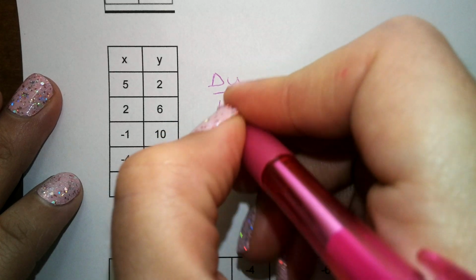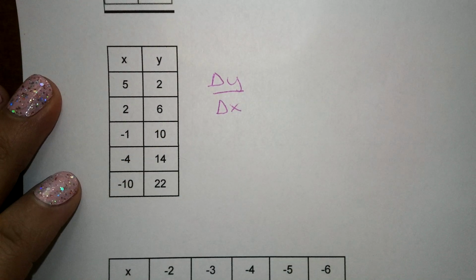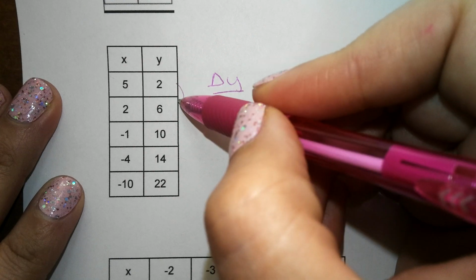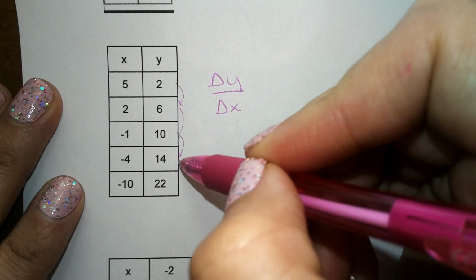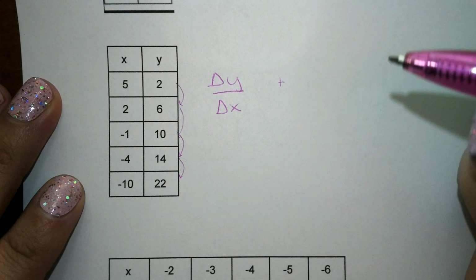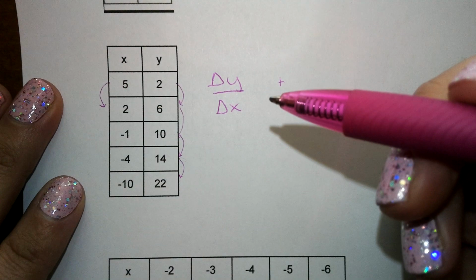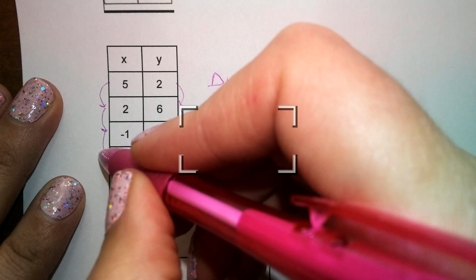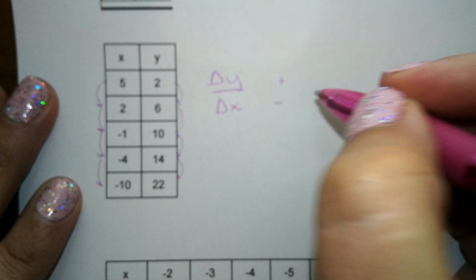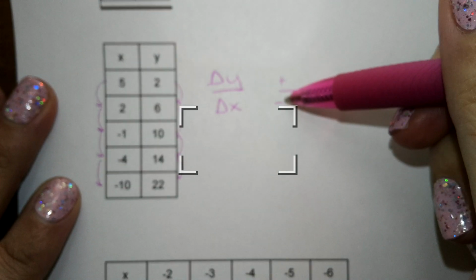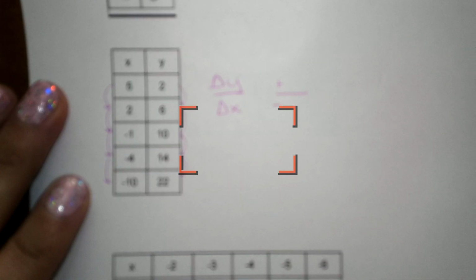Same idea. Change in y over the change in x. Now, if I look at my y values as we're moving down, guess what? They are growing. They are getting bigger. As I look at my x values, 5 to 2, I just dropped. 2 to -1, we're getting smaller. Those are negatives. So I'm going to have a positive over a negative. My answer in the end needs to be a negative because a positive divided by a negative is a negative.